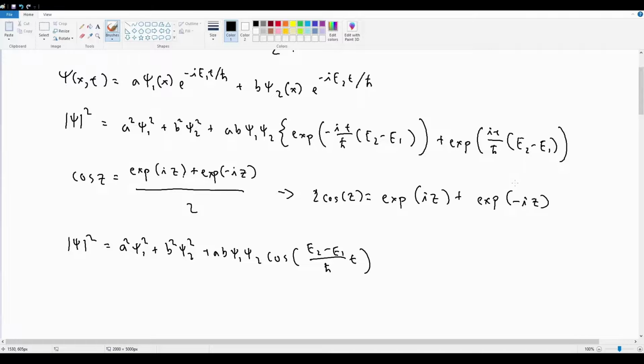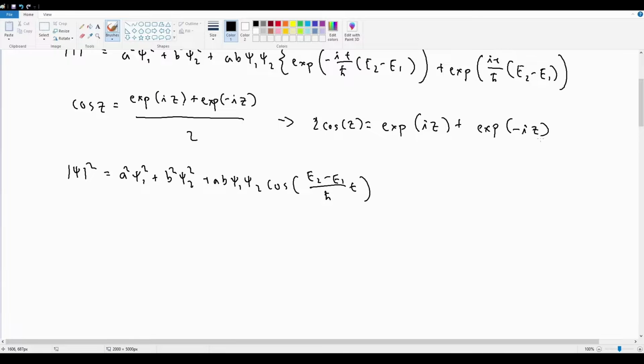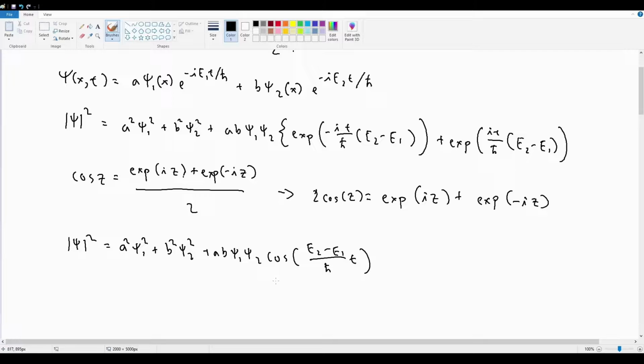The thing we're paying attention to specifically is this cosine term, because this is going to come out to just be a constant. And the thing that ultimately matters is the fact that this wave function is going to oscillate with respect to time according to this cosine term.